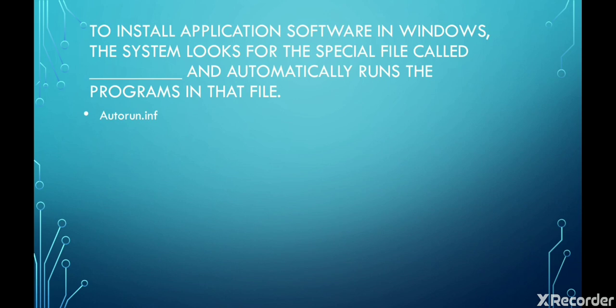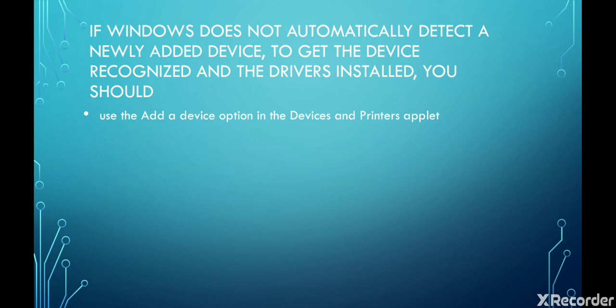To install application software in Windows, the system looks for the special file called autorun.inf and automatically runs the programs in that file. If Windows does not automatically detect a newly added device, to get the device recognized and the drivers installed, you should use the Add a Device option in the Devices and Printers applet.